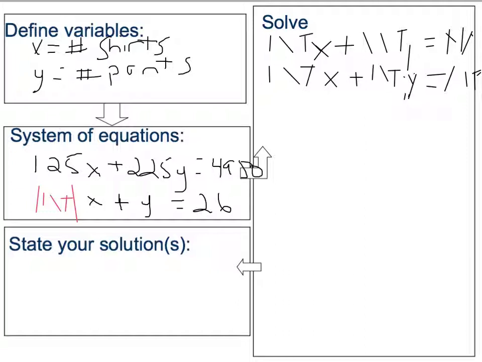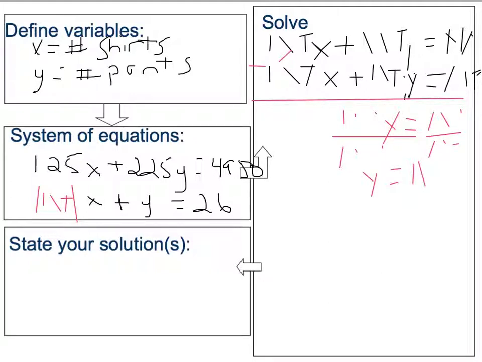Okay, so here I'm going to subtract to eliminate the x's. And I now have 100y is equal to 1,700. Okay, so I subtract it up here. Divide both sides by 100. So y is equal to 17. Okay, and so we know that y stands for the number of pants. So that means she must have bought 17 pants.